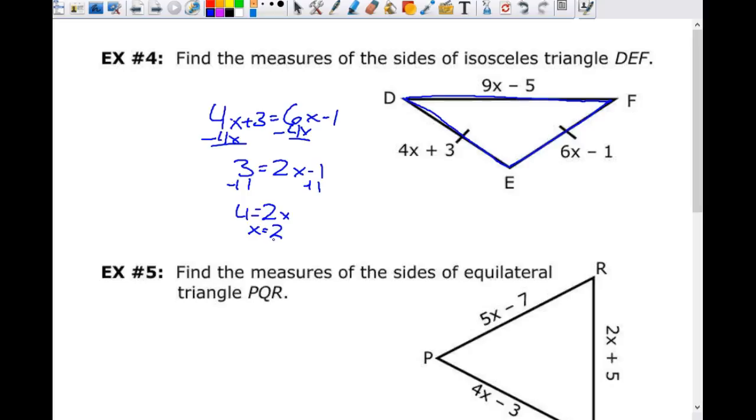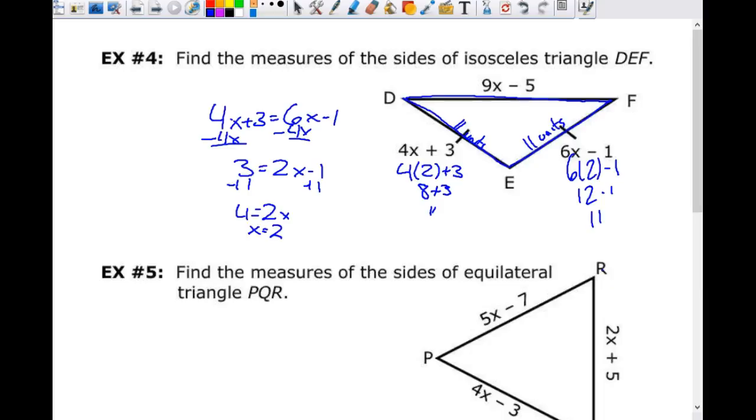That's not our answer. It asks us to find the measures of each side. We had to find x in order to find the measures. So we can plug in what for x in all 3 of these? 2. So we can say 4 times 2 plus 3 for this one. 4 times 2 is 8, plus 3, so this is 11 units. And by definition, how many units should this be? Also 11. Well, let's double check that. 6 times 2 minus 1, 12 minus 1 is 11. Yay, it's working out.